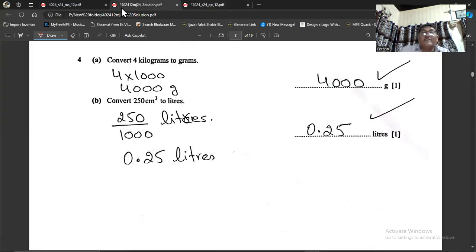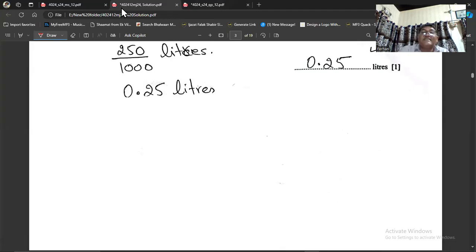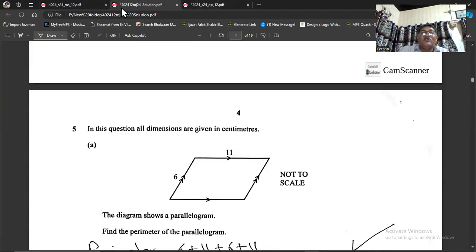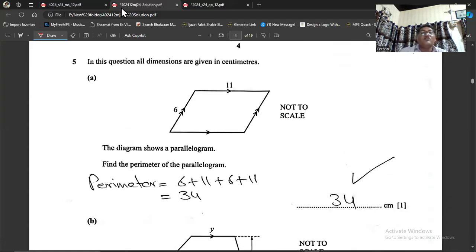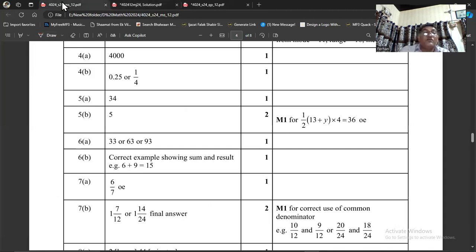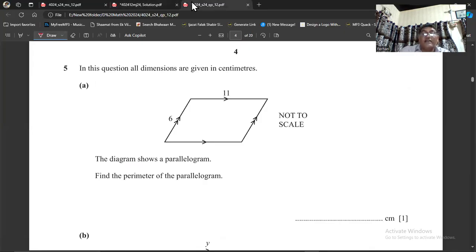So it will be 6 plus 6 plus 11 plus 11. So here we go, you will have 6 plus 11 plus 6 plus 11. That will be 34 centimeter. So the perimeter will be 34 centimeters. So our answer is right.